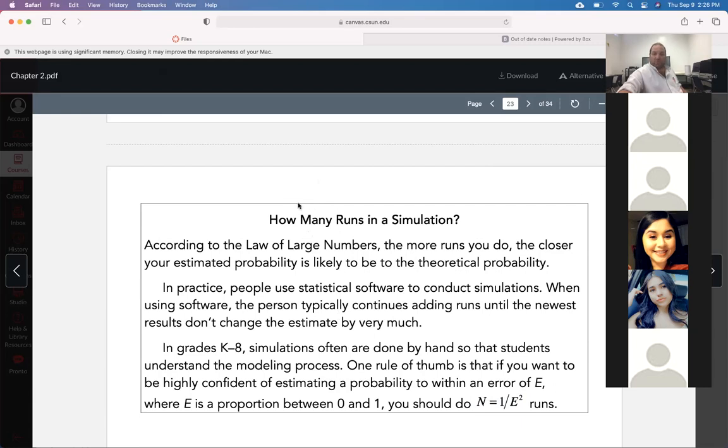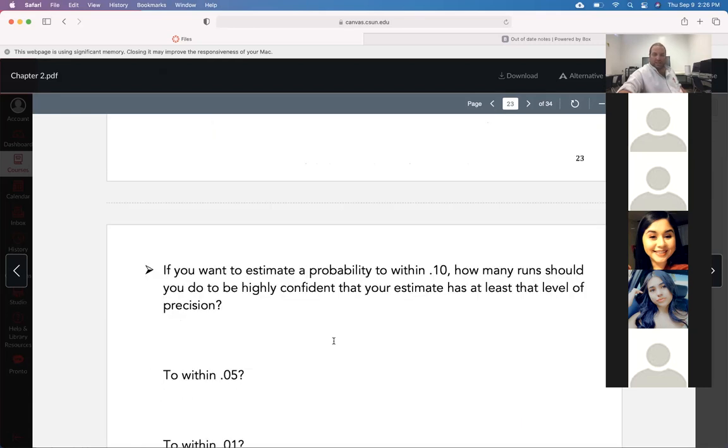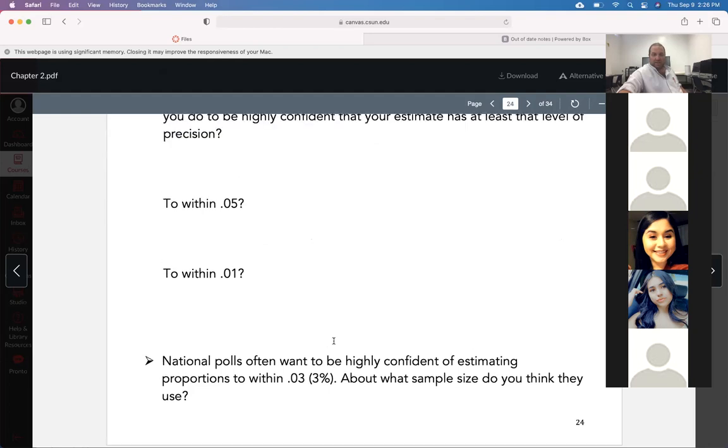So we have to round to a whole number, which is why in the question, it doesn't say exactly, but it says about what sample size do you think they use to be within 3% of the true value? If you follow the formula, you get 1111.1111, which is a decimal. So we have to round that. What's a good number to round that to?